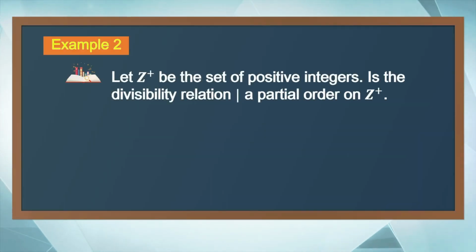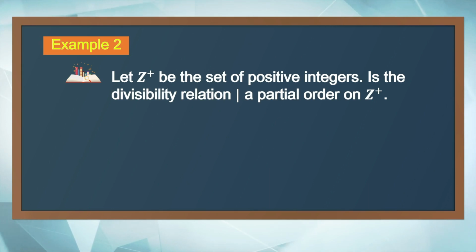Next, example 2. We use this notation to denote the set of positive integers. Is the divisibility relation a partial order on the set of positive integers? Firstly, because x divides x whenever x is a positive integer, the divisibility relation is reflexive. Secondly, if x divides y and y divides x, then x equals y. So the divisibility relation is antisymmetric.